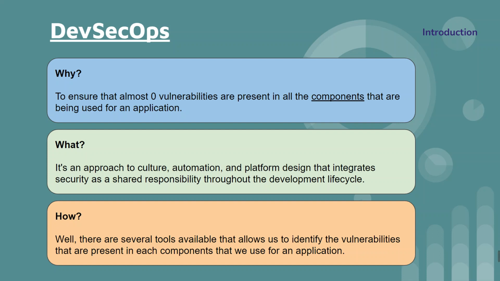If you look at the next point, I have tried explaining what DevSecOps is. It's an approach to culture, automation, and platform design that integrates security as a shared responsibility throughout the development lifecycle. And if we share the responsibility in all the components, then only can we say that almost zero vulnerabilities are present in all the components. Soon we'll see what components I'm referring to, why introducing security in all of them surfaces the necessary vulnerabilities, and how we can address those vulnerabilities. Soon we'll be discussing all of them.